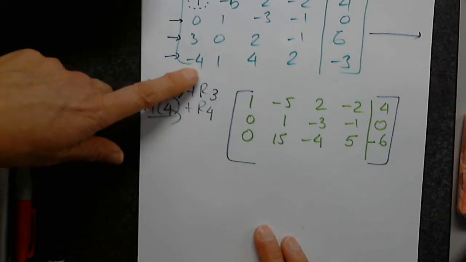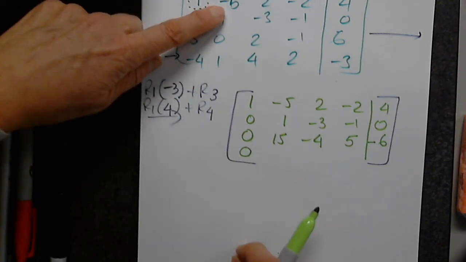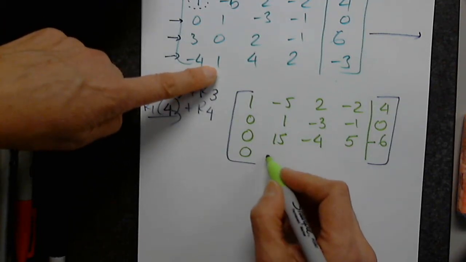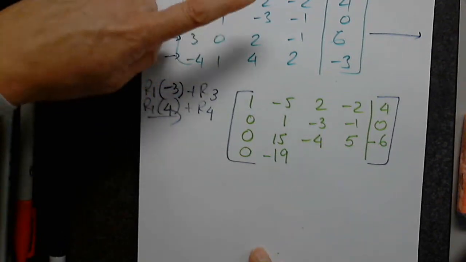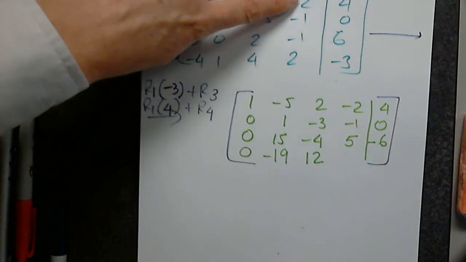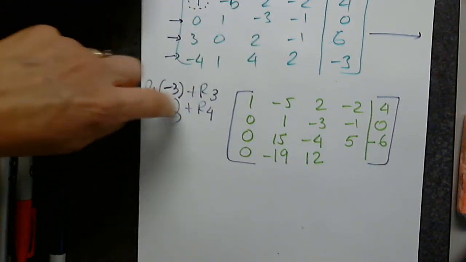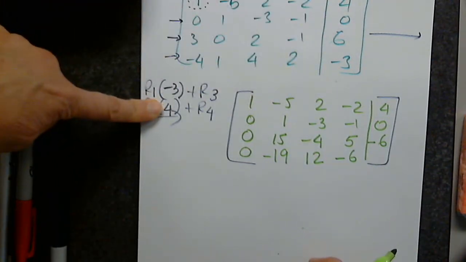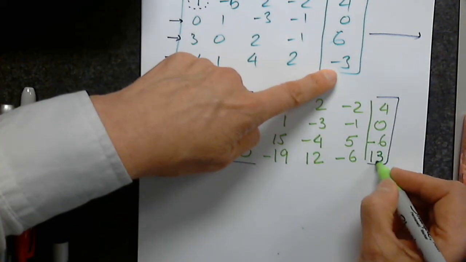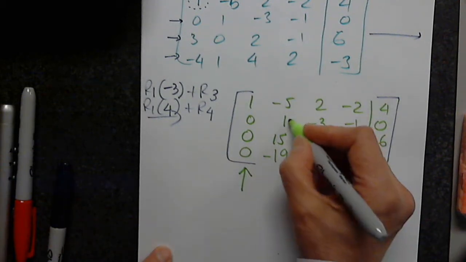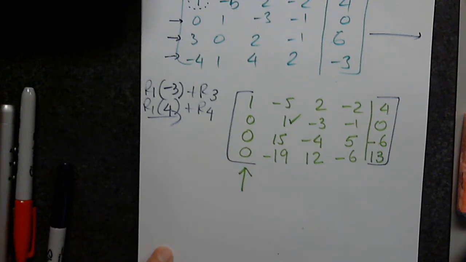1 times 4 minus 4. -5 times 4 plus 1. 2 times 4 plus 4. -2 times 4 plus 2. 4 times 4 minus 3. This is accomplished. This is accomplished. That's my next step.